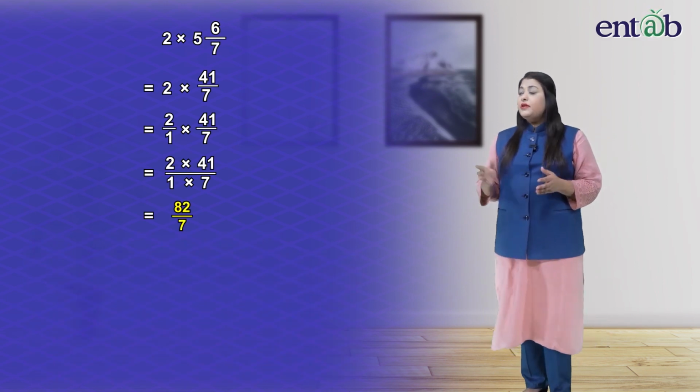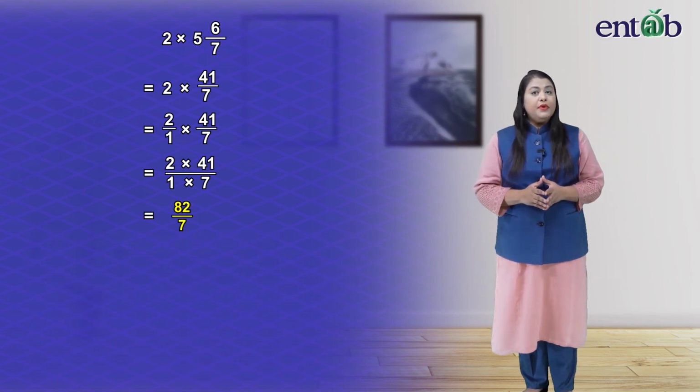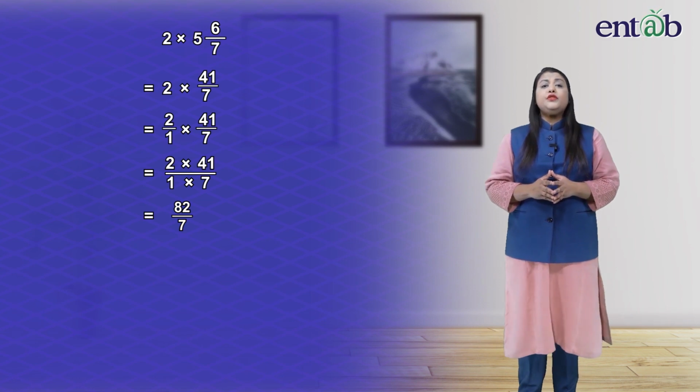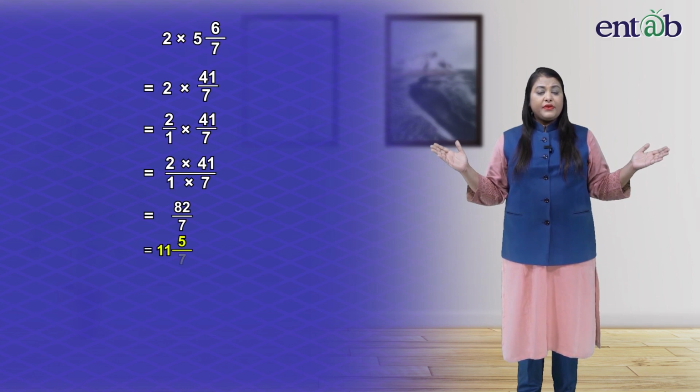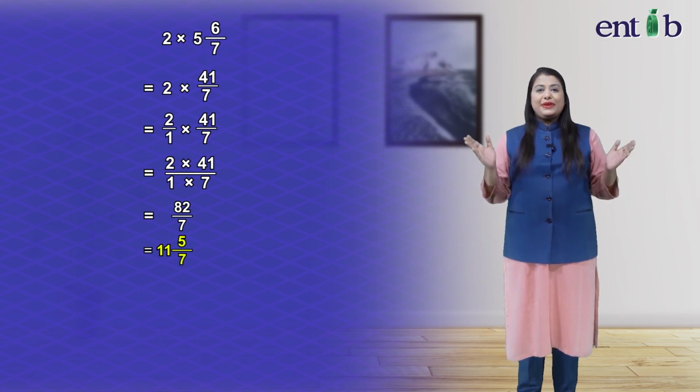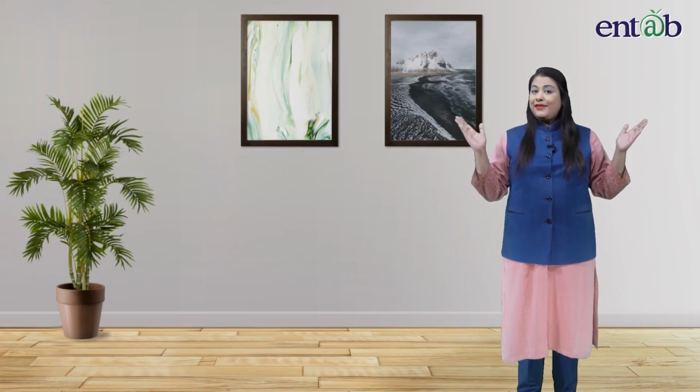82 over 7 is already in the simplest form. So, when we convert it into the mixed form, we get 11 5/7. I am sure you will be able to answer this question now. Evaluate 4 times 8/3. Now, let's understand how fractions are multiplied using pictorial models.